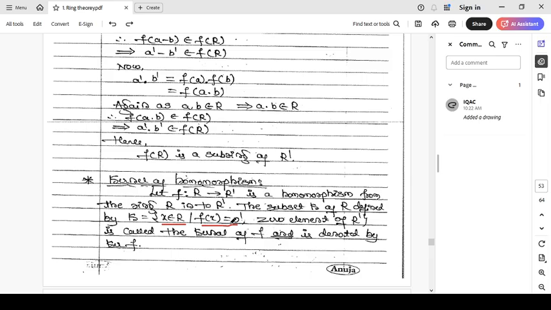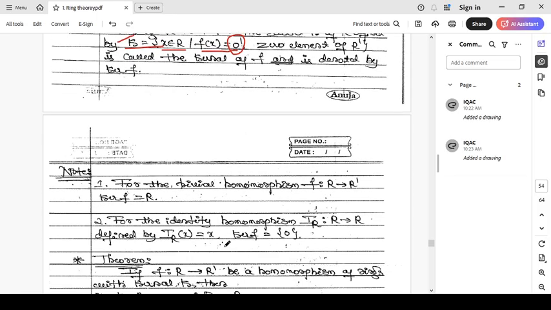So 0 dash is the zero element of R dash, I can say. Therefore, this K is called the kernel of f and is denoted by ker f. Okay, so this is about the kernel of a homomorphism. You need to remember this mathematical expression of the kernel of a homomorphism.